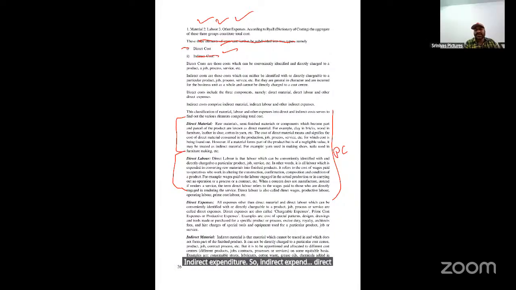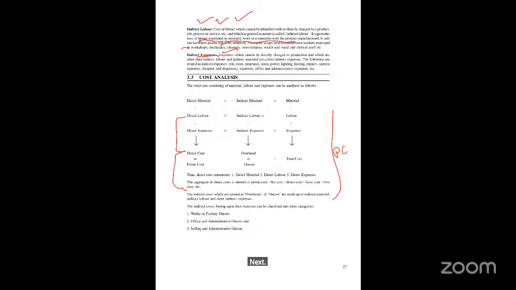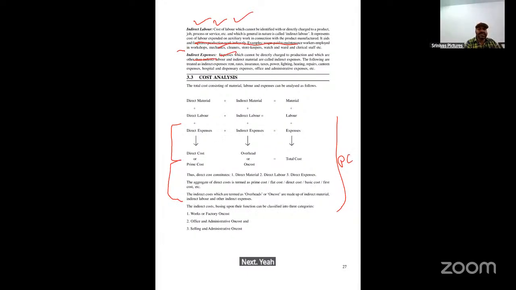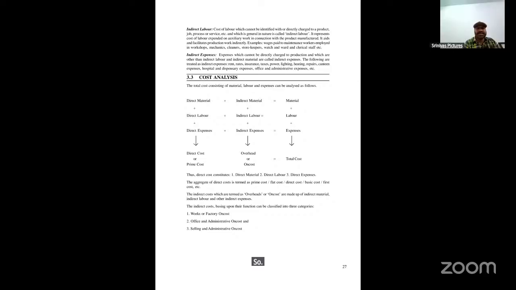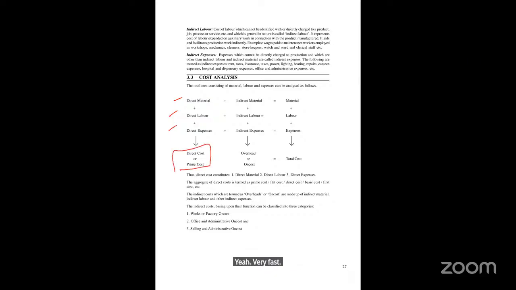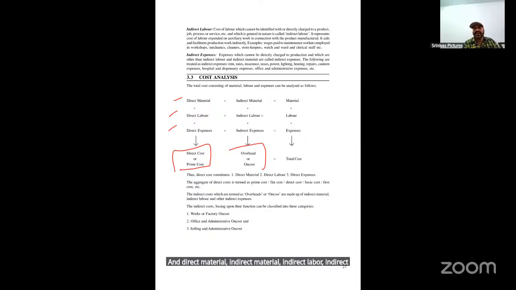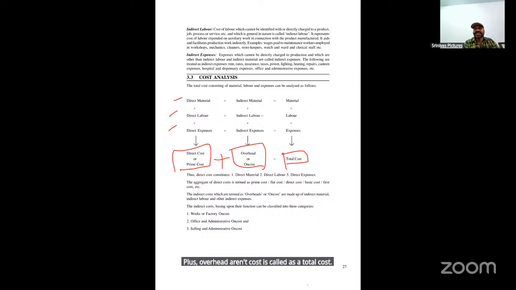Indirect material, indirect labor, indirect expenses, all of these are overheads. Direct material, direct labor, and direct expenditure are called prime cost. Indirect material, indirect labor, and indirect expenses are overhead cost. Prime cost plus overheads, or on-cost, is called total cost. Is it clear?